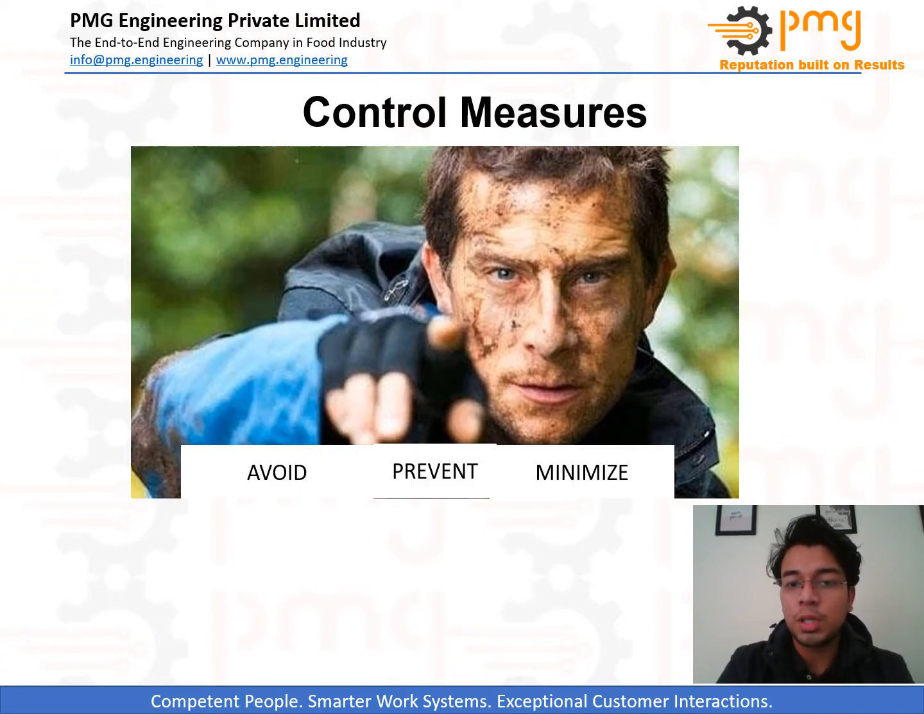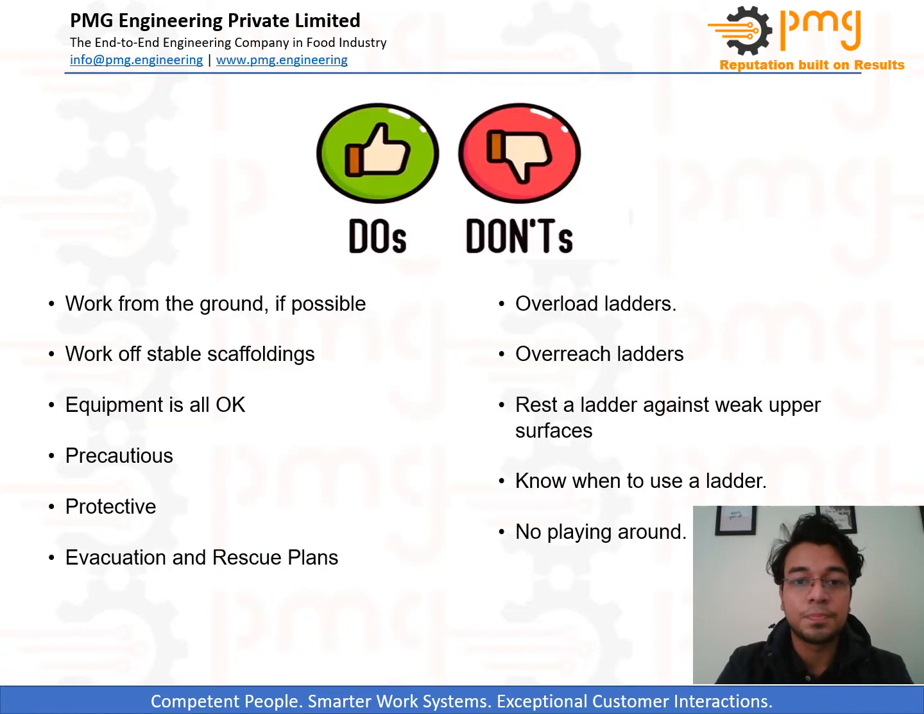So how can it be controlled? First, we should avoid work at height where it's reasonably practicable to do so. Where work at height cannot be easily avoided, prevent falls using either an existing place of work that is already safe or the right type of equipment. And also minimize the distance and consequences of a fall by using the right type of equipment where the risk cannot be eliminated. Now, do's and don'ts.